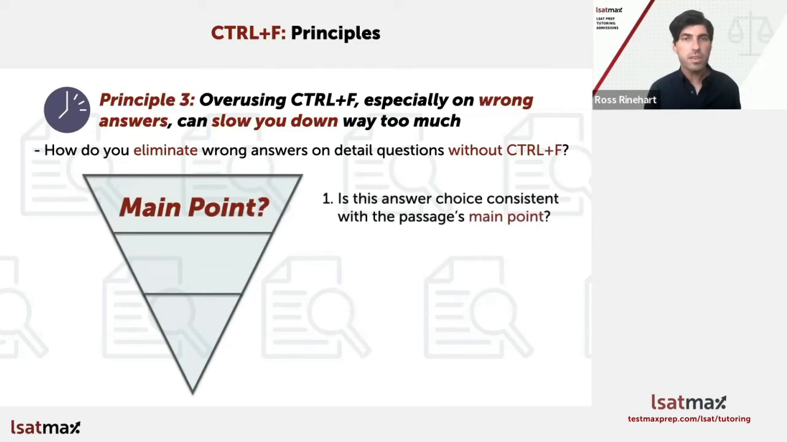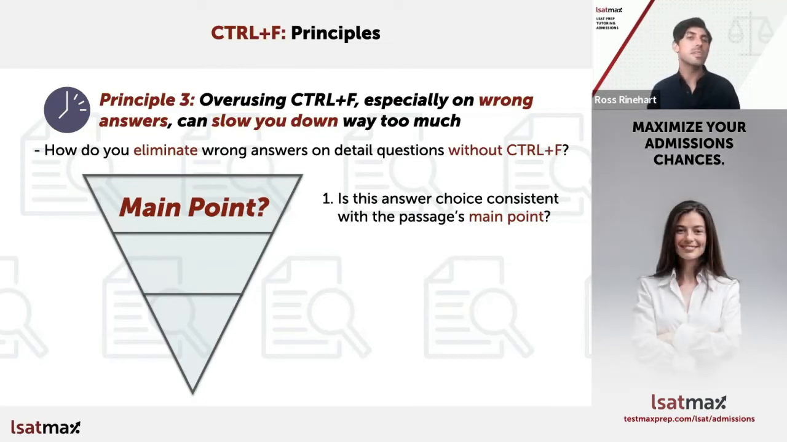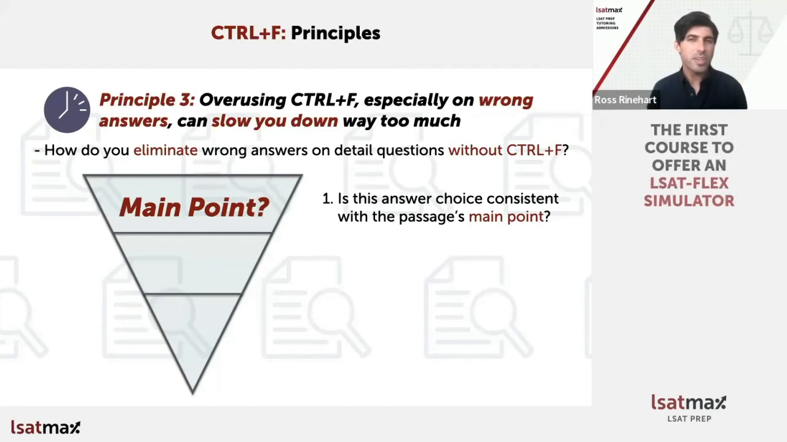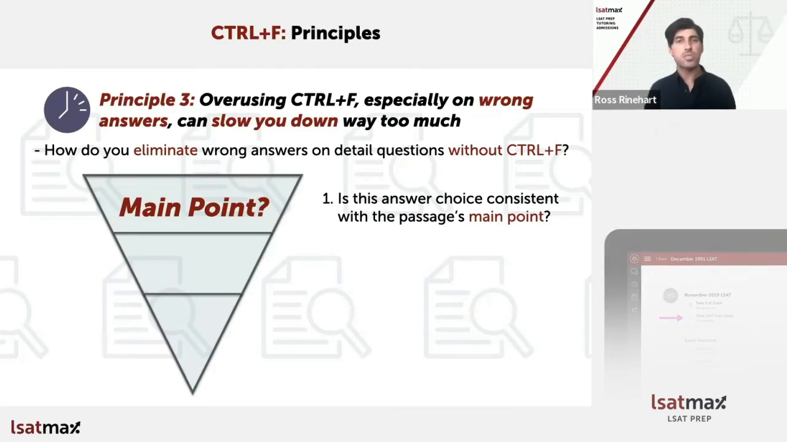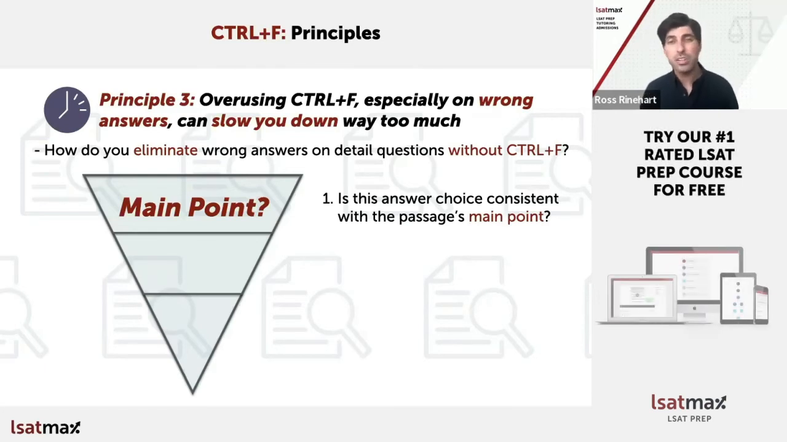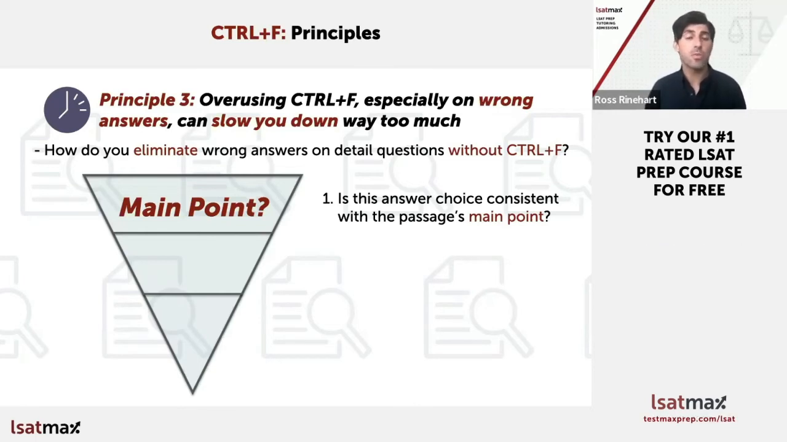First thing you can think of is: is this answer choice consistent with the passage's main point? Even on questions that are asking about some detail in the passage, a lot of the times you can eliminate an answer choice because that detail just doesn't really conform to the passage's main point. The detail is irrelevant to the main point, or inconsistent or contradictory to the main point. If that's what the detail is doing, that answer choice is almost certainly wrong.